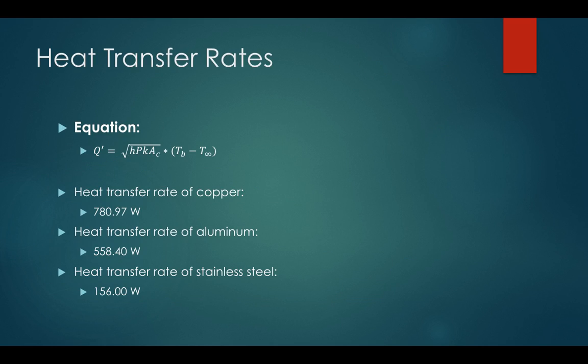Using the equation shown, we calculated a heat transfer rate of copper to be 780.97 watts, aluminum to be 558.4 watts, and stainless steel to be 156 watts.